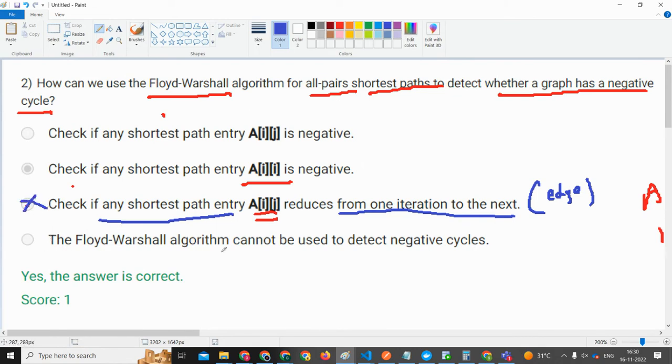You got the point, right? So this option is also wrong. We can detect a negative cycle, we just know that. And look at this: A of I to J is negative, which is wrong. Correct.